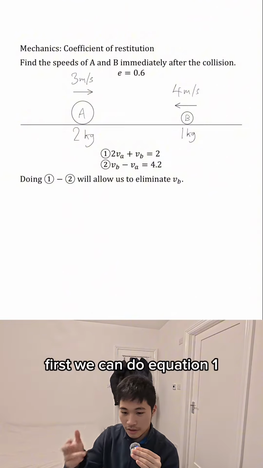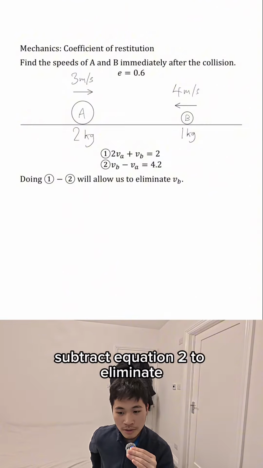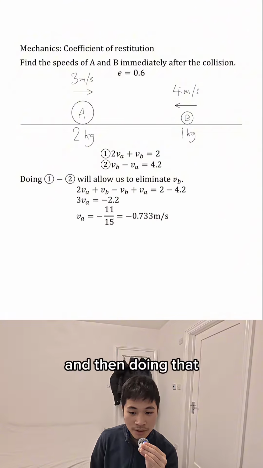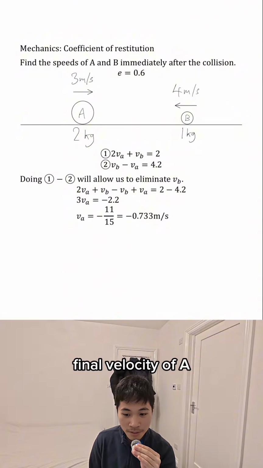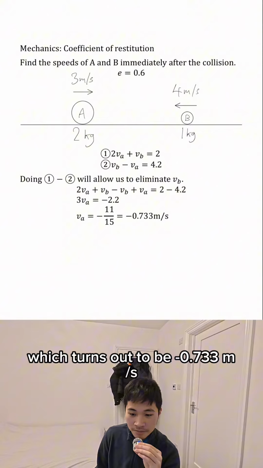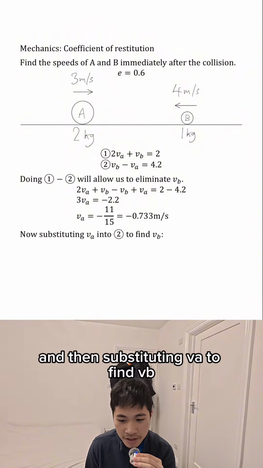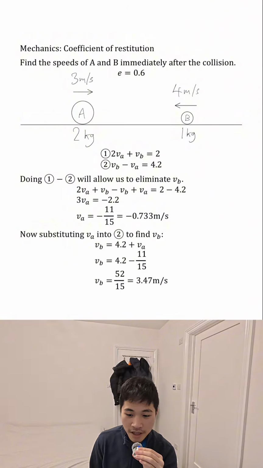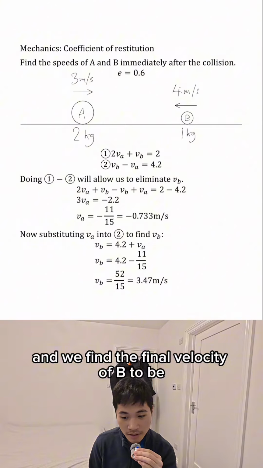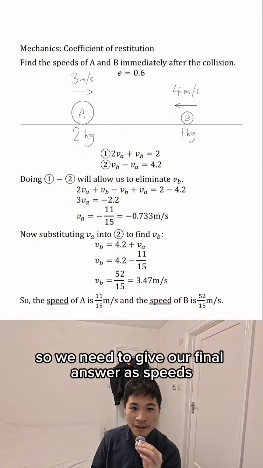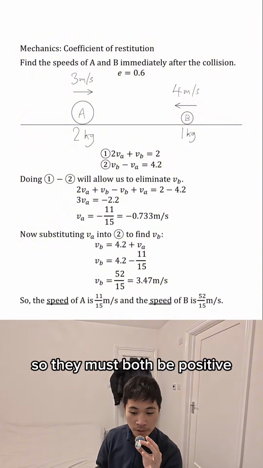First, we can do equation 1 subtract equation 2 to eliminate the final velocity of B. And then doing that, we'll be able to calculate the final velocity of A, which turns out to be negative 0.733 meters per second. And then substituting now VA to find VB, and we find the final velocity of B to be 3.47 meters per second. So we need to give our final answer as speeds, so they must both be positive.